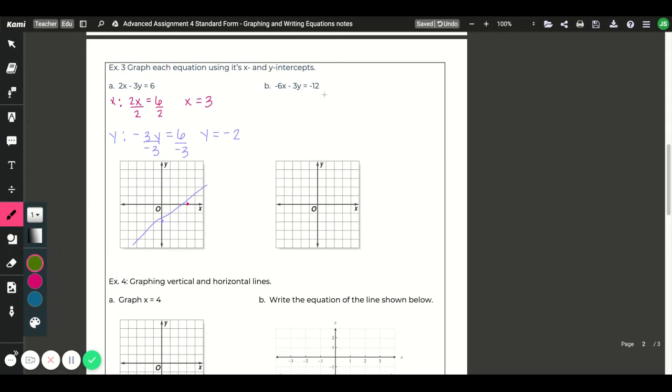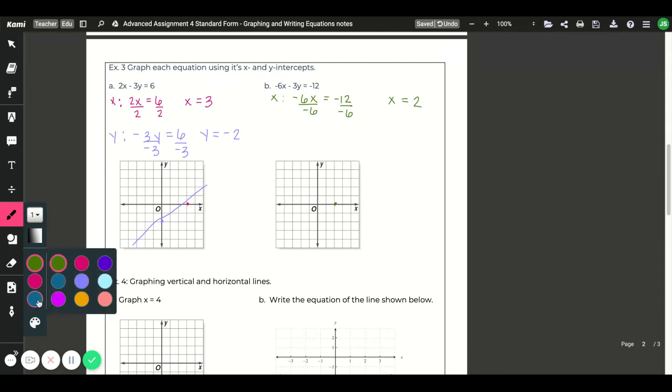Okay, this is the same problem. Find the x and y intercepts and plot them to graph your line. So to find an x-intercept, negative 6x, we put 0 in place of the y. That means I get negative 3 times 0, which is 0, equals negative 12. Divide by negative 6. Divide by negative 6. X equals positive 2. So x is positive 2 right there.